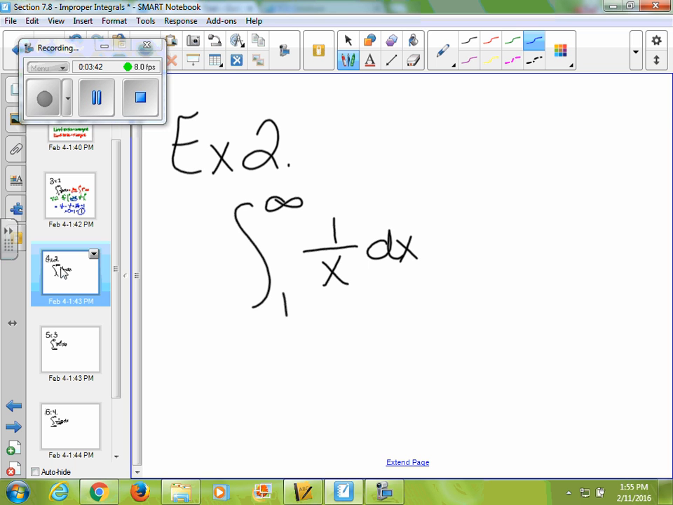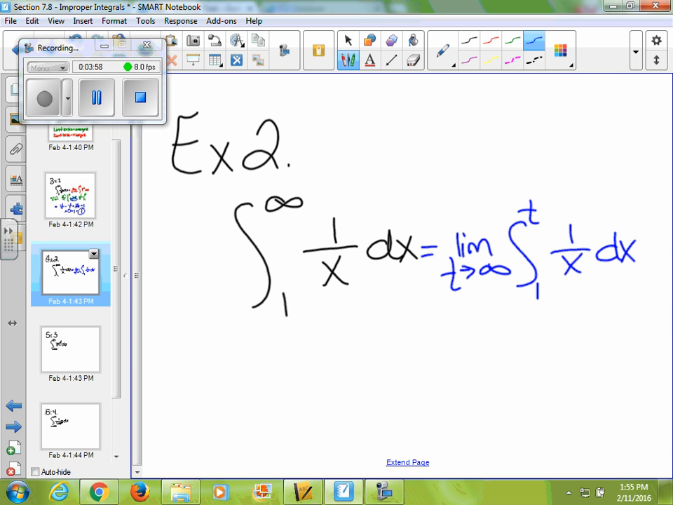Okay, so example 2, the integral from 1 to infinity of 1 over x dx. So I'm going to rewrite this as the limit as t approaches infinity of the integral from 1 to t of 1 over x dx. Okay, who can tell me what the integral of 1 over x is? Natural log. So this becomes the natural log of x from 1 to t.